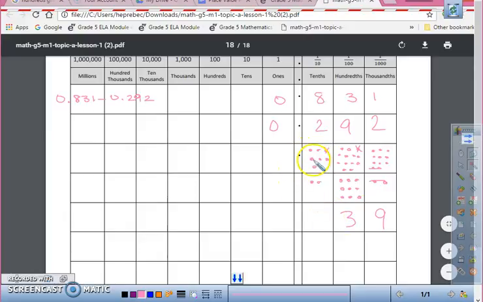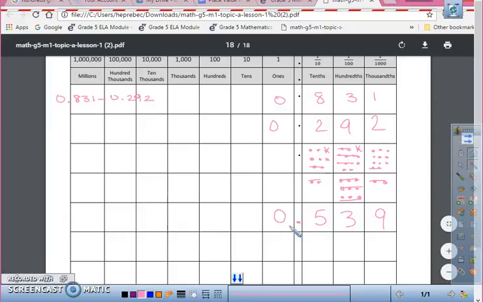And I have 1, 2, 3, 4, 5, 6, 7. 7 minus 2 is 5. I can cross them out if you like, if that makes it easier. I can cross out 9 here: 1, 2, 3, 4, 5, 6, 7, 8, 9. So that's 3 left over, and I get rid of those. And I have 539 thousandths.